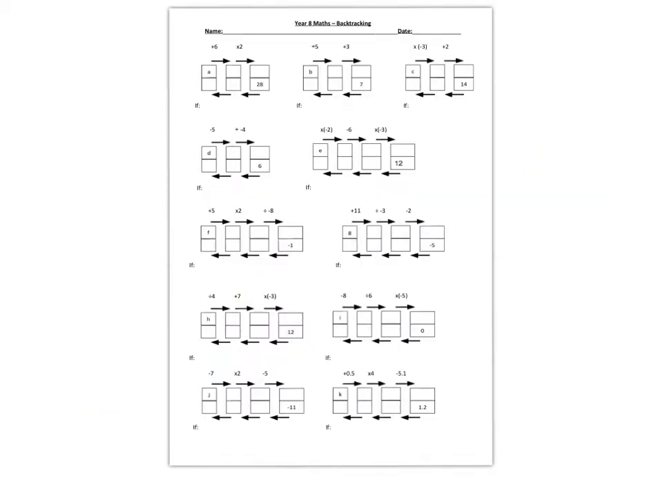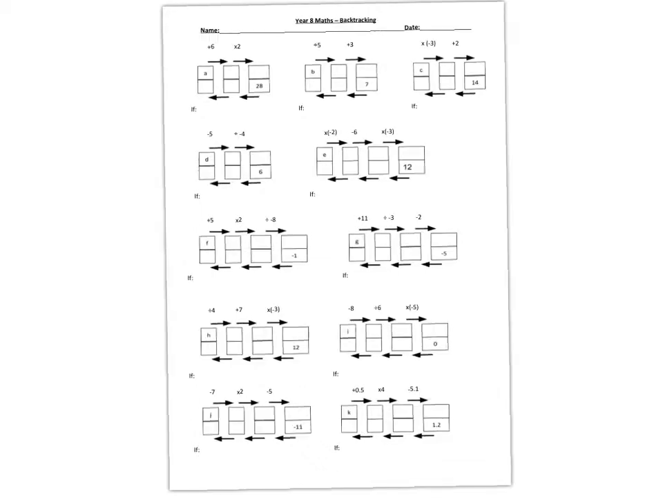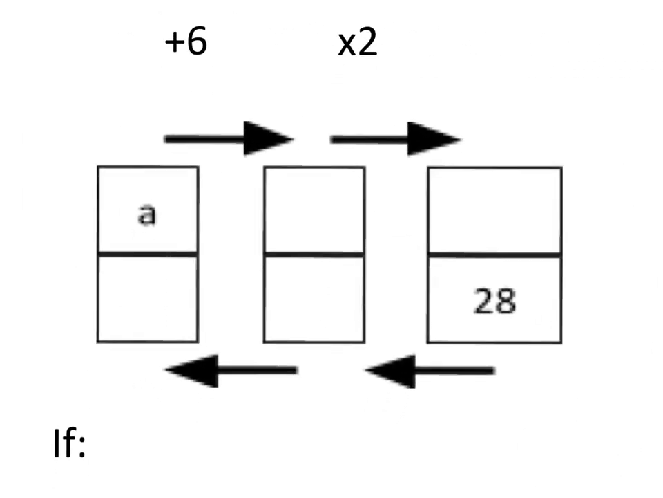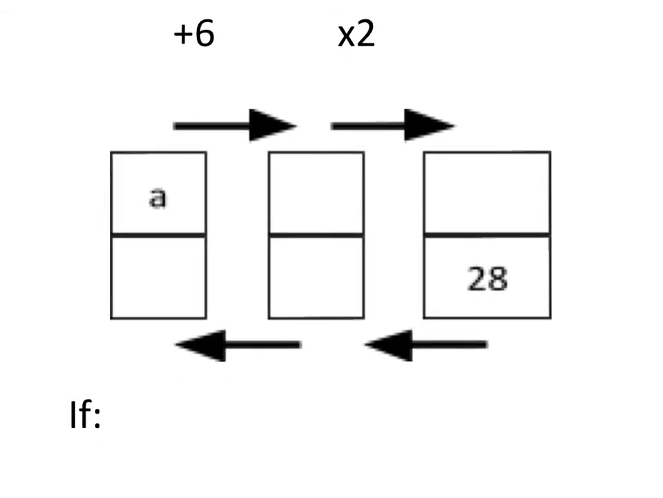All right, here's the worksheet that we had yesterday. Let's go with this first one. Now, I went over this one yesterday, but I want to go over it again, just because. All right, let's go. So, we've got to figure out what A is, and we're going to follow these instructions at the top. It wants us to add 6. So, let's go. A plus 6. Now it wants us to multiply by 2.